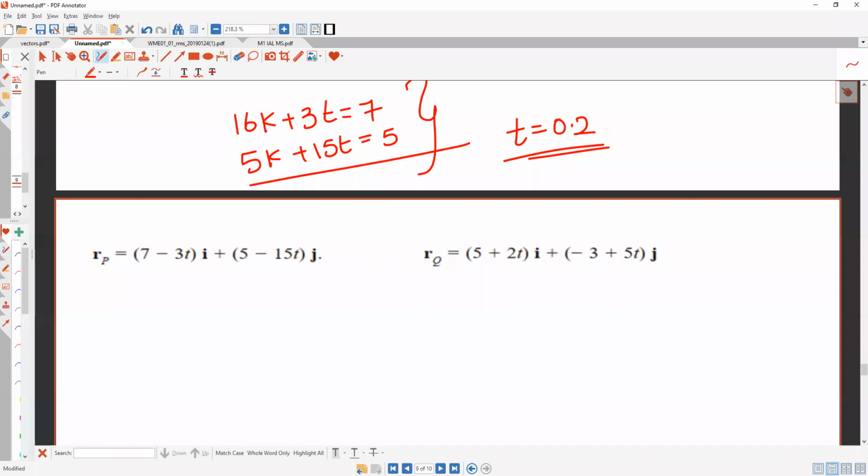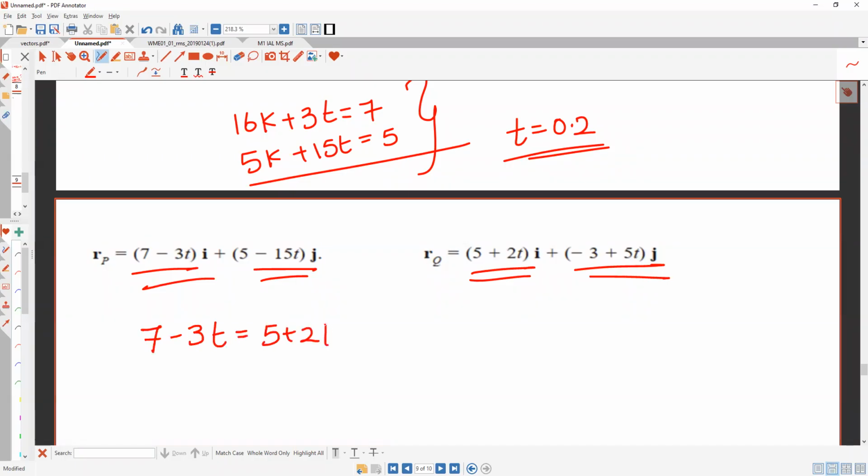If you're doing P and Q, both of their i values will be equal, and the j values will be equal, if they are equal to each other. So 7 minus 3t is equal to 5 plus 2t, and 5 minus 15t is equal to minus 3 plus 5t. Let's see whether the t value for both of them is the same. 7 minus 5 is 2, and this is 5t. So t will be 2 by 5. Here it is going to be 20t, and it's going to be 8.